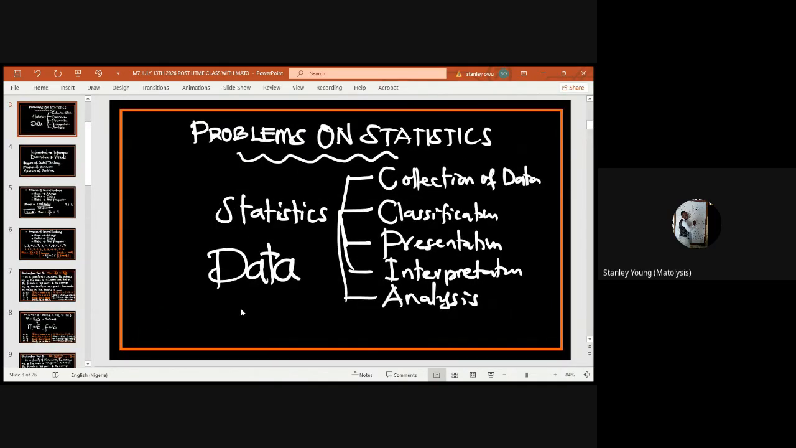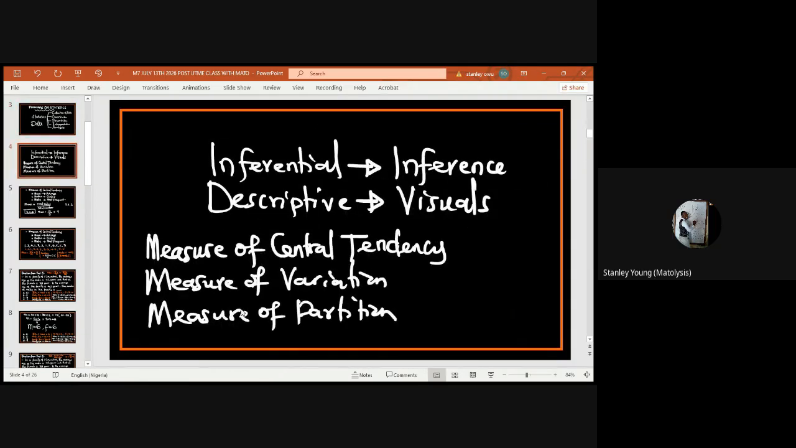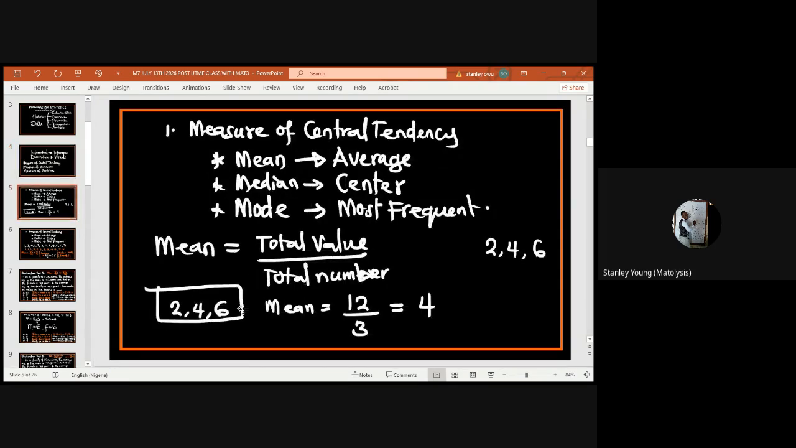I started with statistics here. Then we have different measures in statistics. We have measures of central tendency, of variation, and of partition. For measure of central tendency, it can be mean, median, or mode. For mean, there are 3 types. We have the arithmetic mean, the geometric mean, and the what? Harmonic mean.